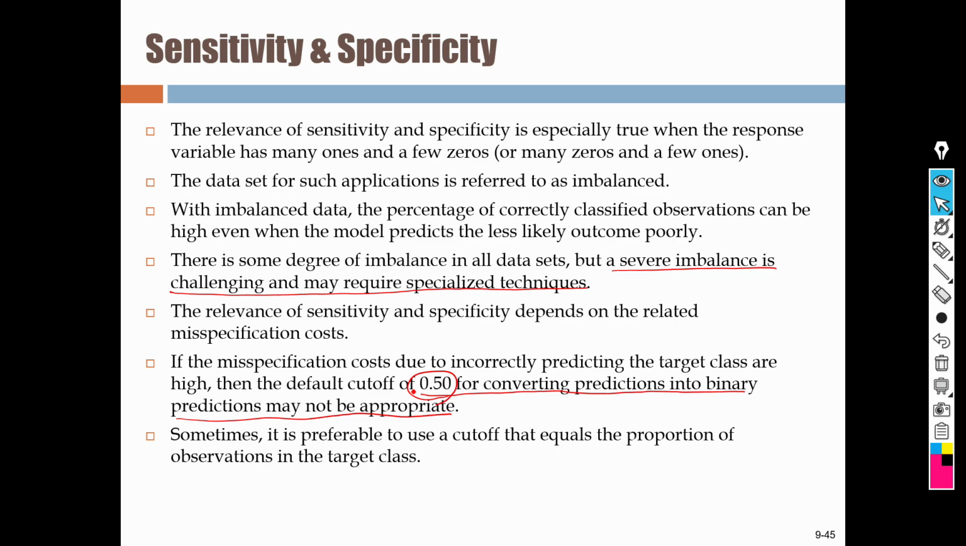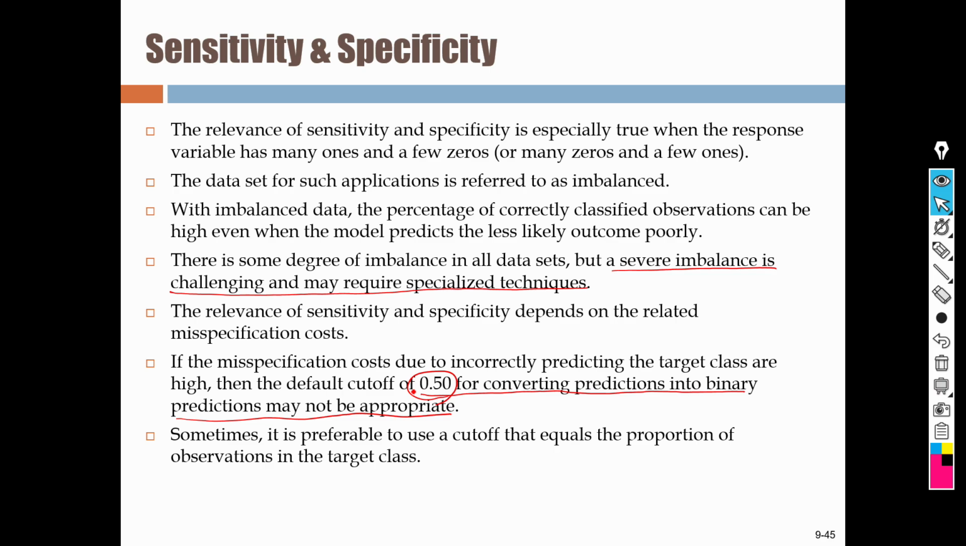And if you raise the cutoff, so I will predict yes only if the probability is greater than 0.6, then you will predict yes less, and you will predict no more, right? So in that case, again, you will take a look at the sensitivity and specificity, and then you can change.